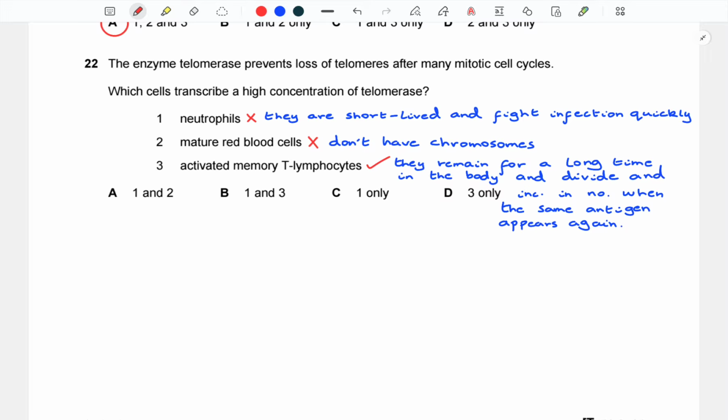Activated memory T lymphocytes, this is the only one that's correct because they remain in the body for a very long time and they divide and increase in number when the same antigen appears again. Hence, this is basically the immune response. Hence, a high concentration of telomerase will be needed because they're going to remain in the body for a while, and when the same antigen appears, they're going to divide and reproduce and increase in number. So in doing so, in order to maintain the same chromosomes, they need a high concentration of telomerase. So for 22, the answer should be D.